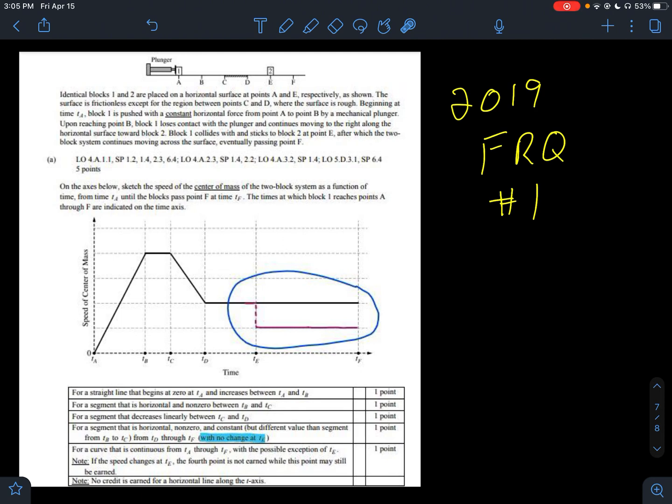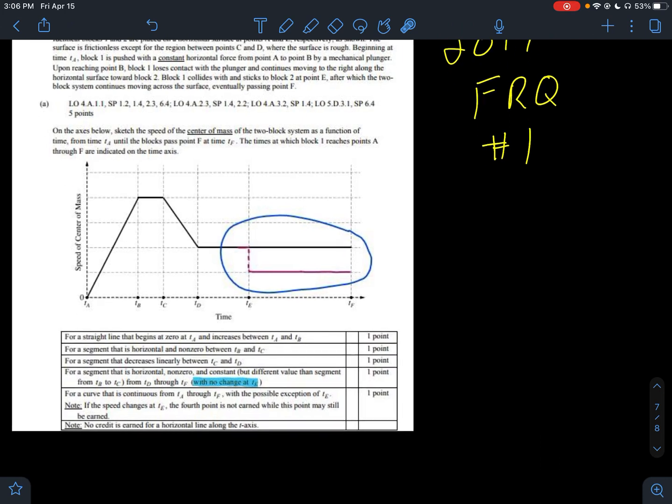And as a test taking strategy for the mock or the real exam, that could be a time saver. If you see speed of center of mass, that's always going to be constant. Not a huge point loss. As you can see down here, you just wouldn't get that. Let's see, fourth point. You could still get some additional points below.